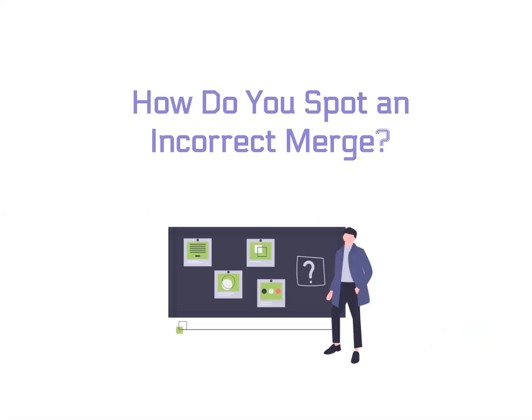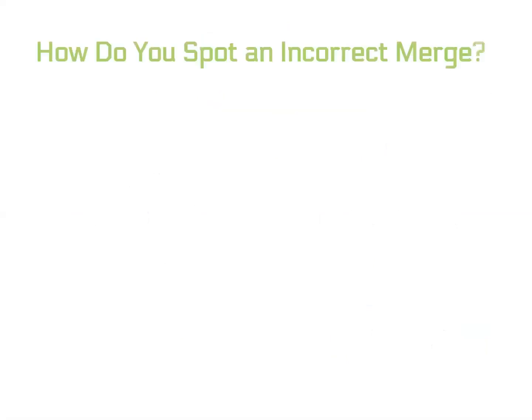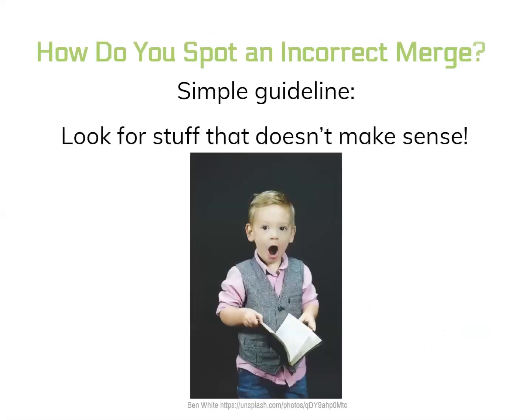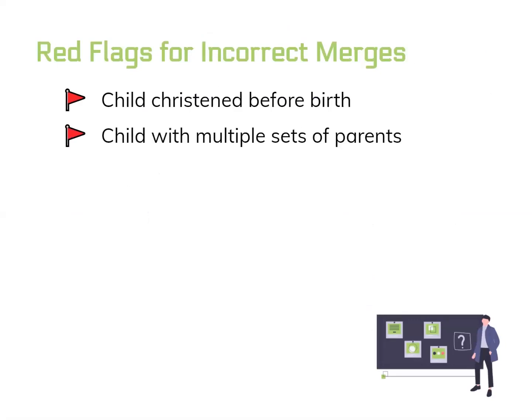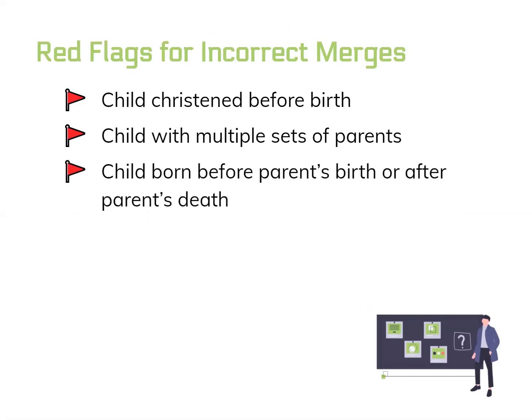So how do you spot an incorrect merge? There is actually one very simple guideline that I found most useful, and that is look for stuff that doesn't make sense, such as a child who's christened before they were born. Not possible, right? A child with multiple sets of parents who are all biological. A child born before a parent's birth or after a parent's death. Are you kind of seeing the track we're going on? These things just are logically impossible.